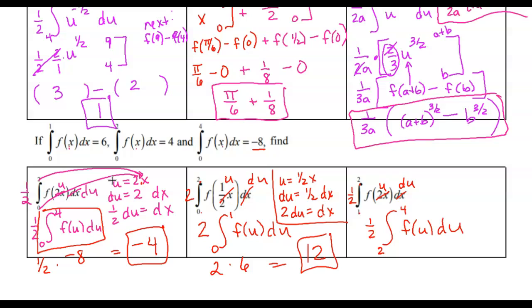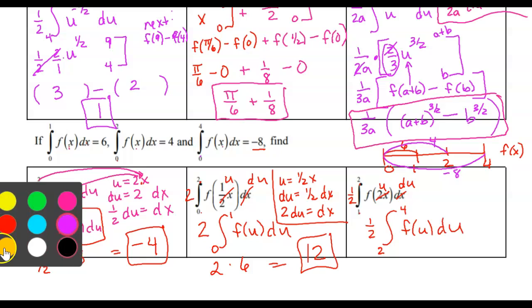Okay, so now we want to kind of use this knowledge. So I like to draw a number line. And I've got 0, 1, 2, and 4, and this is about f. So from 0 to 1, I know overall that's going to be 6. And I'm just going to assume it's all above. From 0 to 2, we know overall that's all going to be 4. And I know from 0 to 4, the whole thing, that's going to be -8.